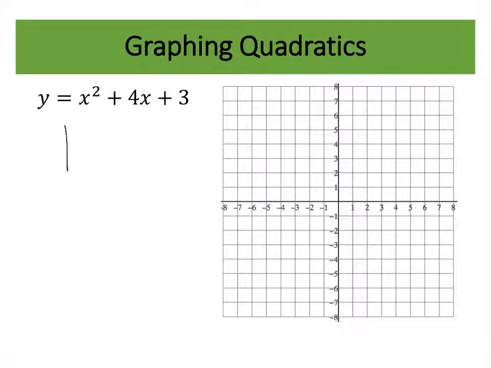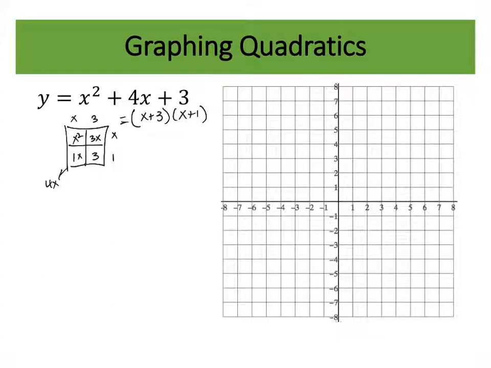Okay, hopefully at this point you have graphed this and tried it on your own, and now you're watching to see how it goes. So for x squared plus 4x plus 3, I know that something that multiplies to 3 and adds to 4 is 1 and 3. So my factored form is x plus 3 times x plus 1.